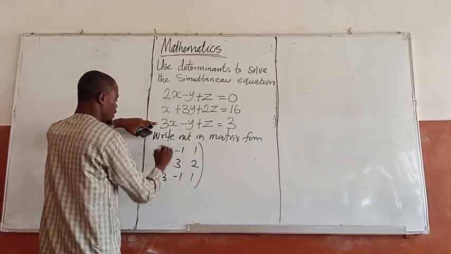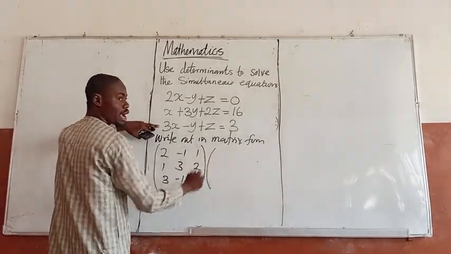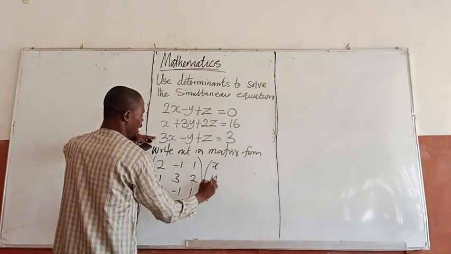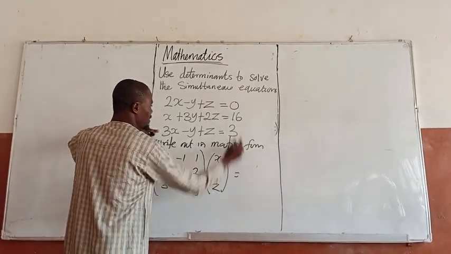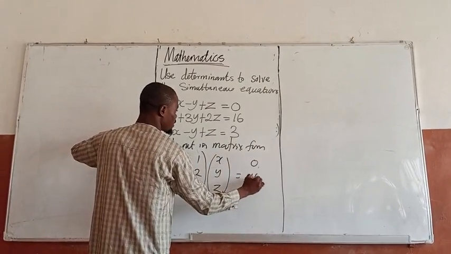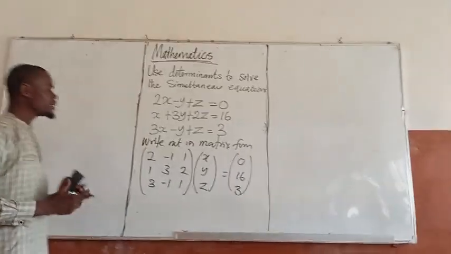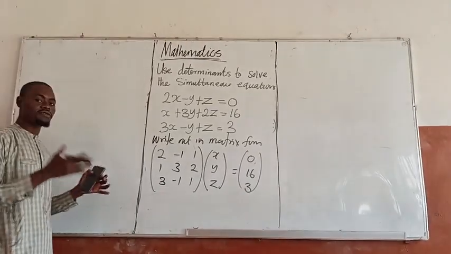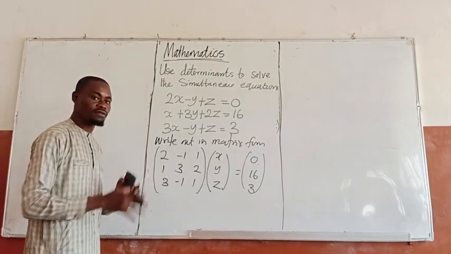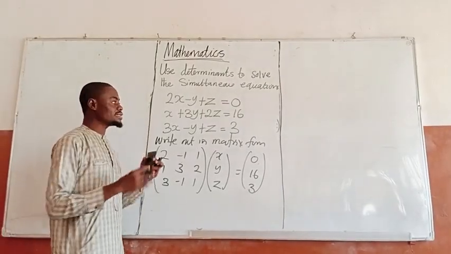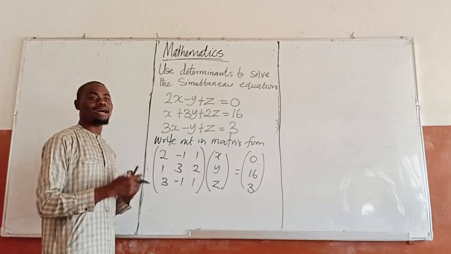We're taking the coefficients. And what are we looking for? We're looking for x, y, and z. Then the answer is now 0, 16, and 3. This is how to write this in matrices form. Now, the first thing I will do, it has 4 steps: I want to find the determinants for all, delta naught, delta x, delta y, and delta z.